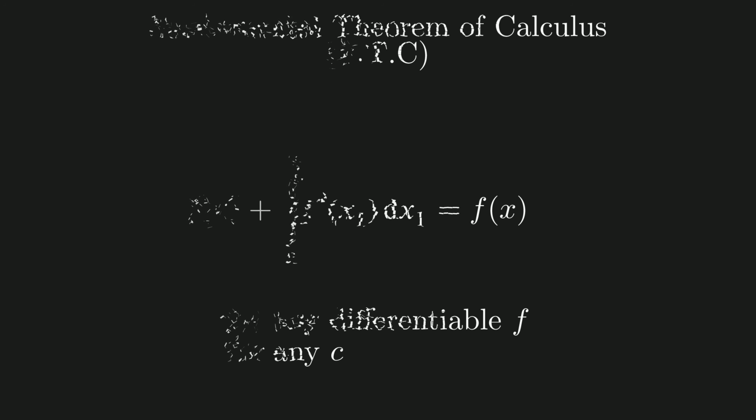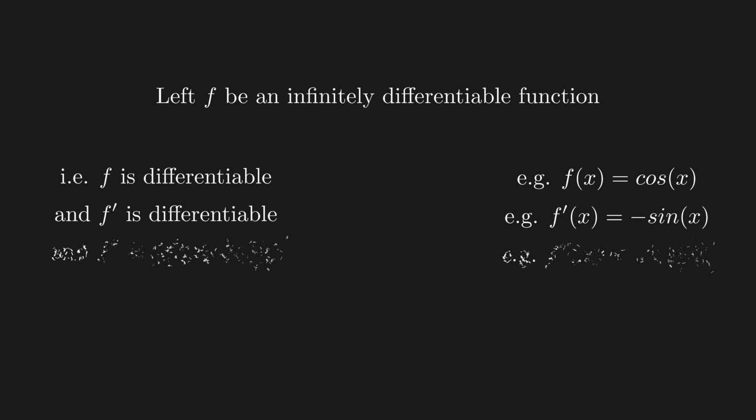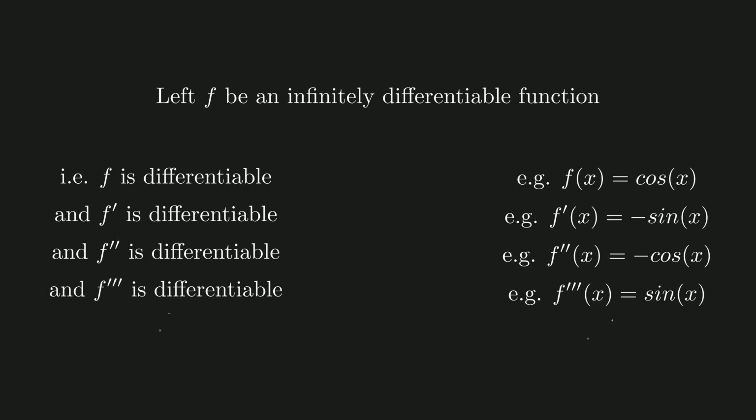Now that we understand the FTC, we have everything that we need to derive Taylor's polynomial. So, suppose that we have some infinitely differentiable function f. By infinitely differentiable, I just mean that you can keep taking derivatives of f as many times as you like, and you'll always get back another differentiable function. In particular, f itself is differentiable, and so we know by the FTC that f of x is equal to the integral from c up to x of the derivative of f at x1 dx1 plus f of c.